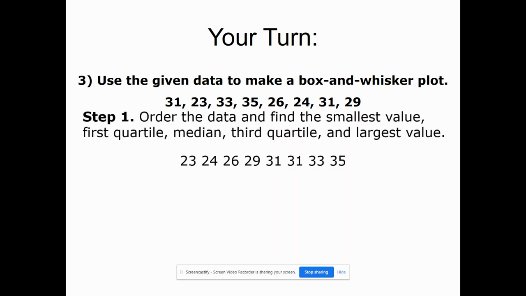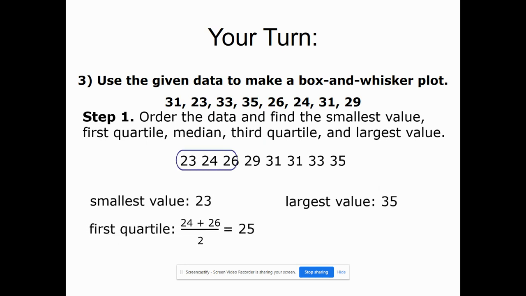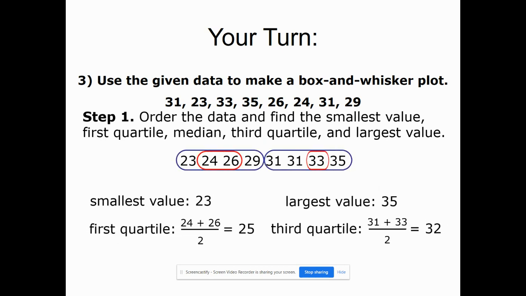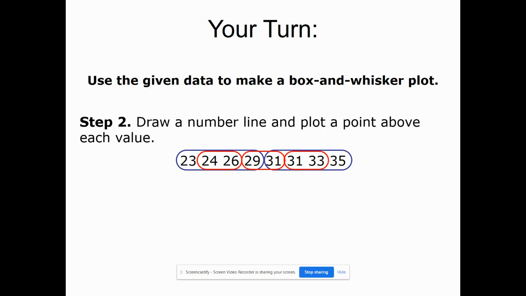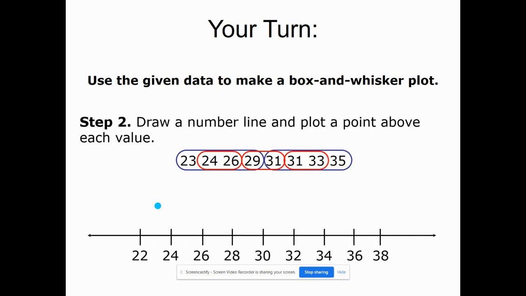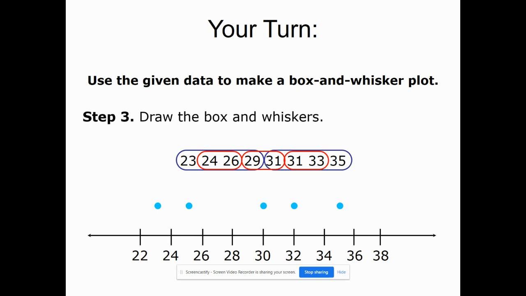When we ordered our data, we found our values: 23, 25, 30, 32, and 35. Then we drew a number line and plotted our points above the number line. So that's the 5-point summary we found in step 1. Finally, we draw our box and whiskers. And we have a box and whisker plot.